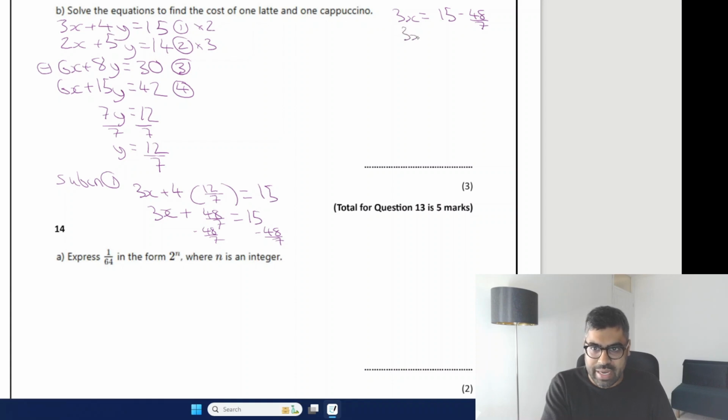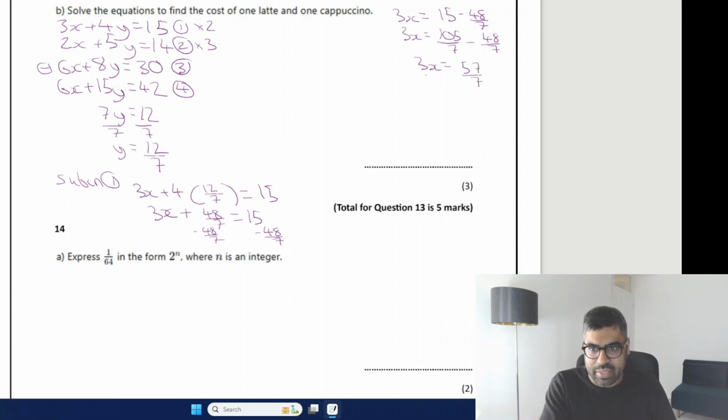So we have 3x equals 15 times 7 is 105. So we have 105 over 7 minus 48 over 7. So 3x equals 105 minus 48. Well, 100 minus 48 is 52. So add another 5 to that, we're going to get 57. So we have 57 over 7.